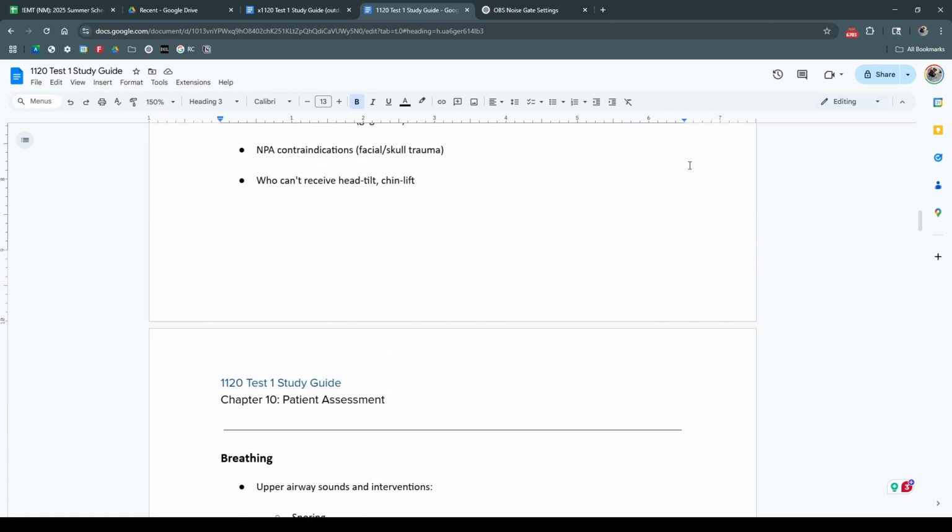Make sure that you also know who can receive various manual maneuvers, right? We've got head tilt chin lift, we've got a jaw thrust. Later we'll talk about a tongue chin pull, tongue jaw pull rather. We'll talk about sniffing position and all kinds of different things, modified jaw thrust and the like. So make sure you're reviewing those things and you know who can and can't receive which.